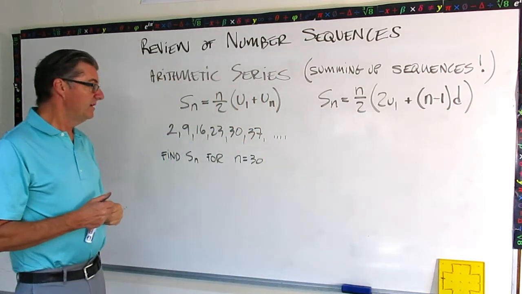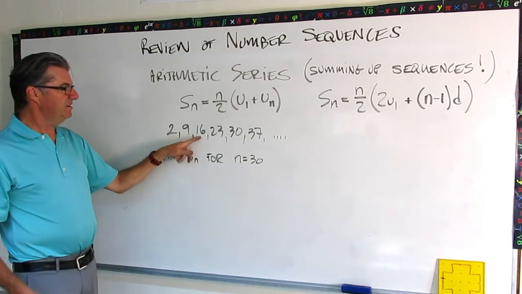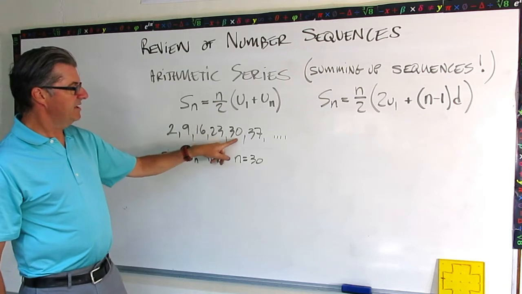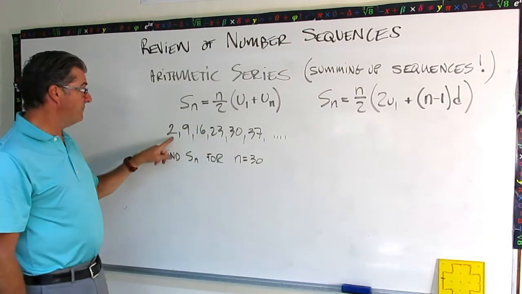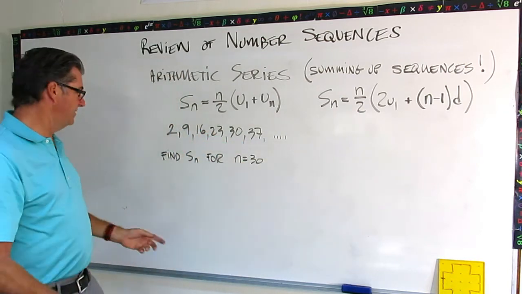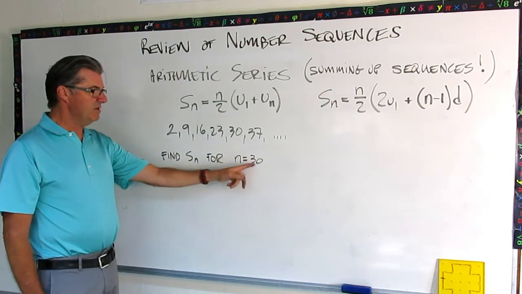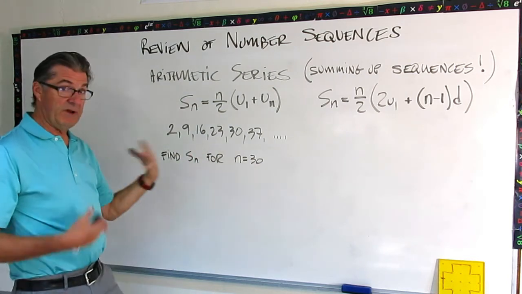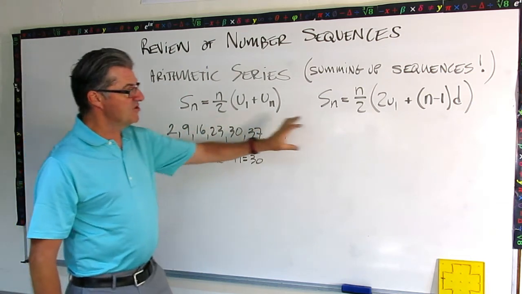Okay? So let's take a look at a sequence. Here's 2, 9, 16, 23, 30, 37. Common difference is 7. I have my first term. It goes on and on. Now here's the request. Find S sub n, the sum of the sequence, for n equals 30. So what's the sum when you have 30 terms?